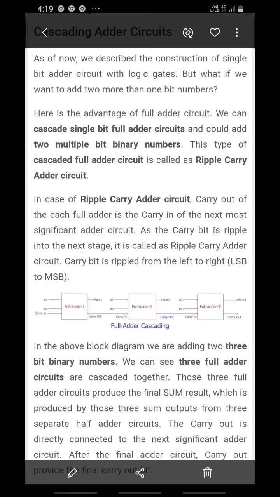So that means the carry bit is rippled from left to right, meaning LSB to MSB. So LSB means here A1 B1 carry input to A3 B3 and carry output.